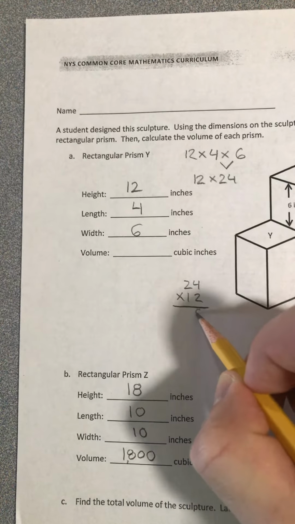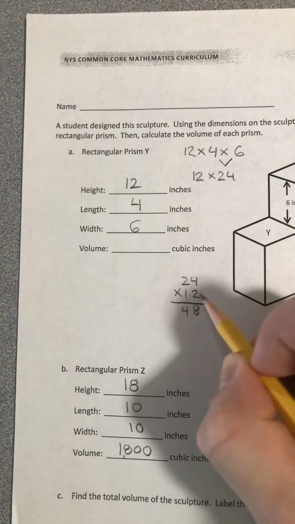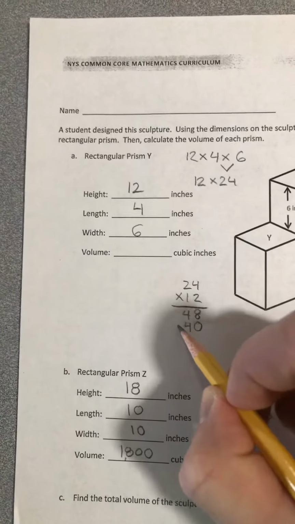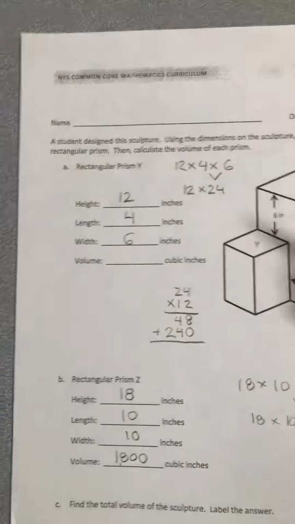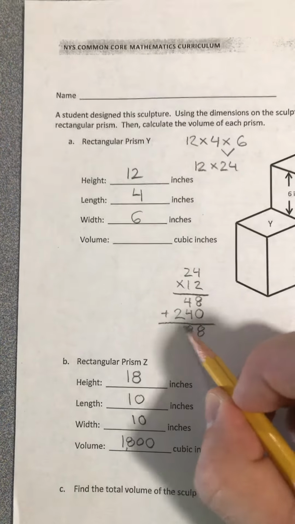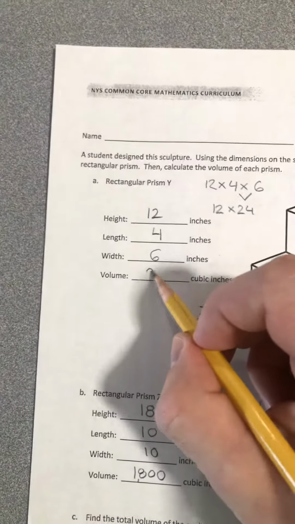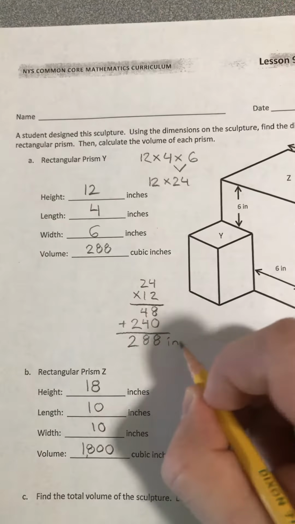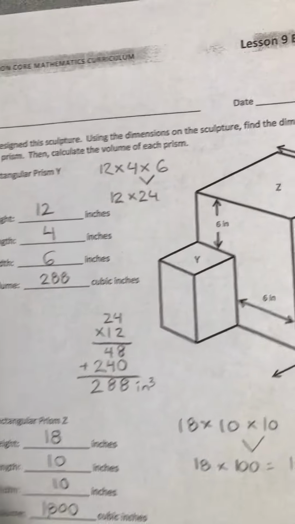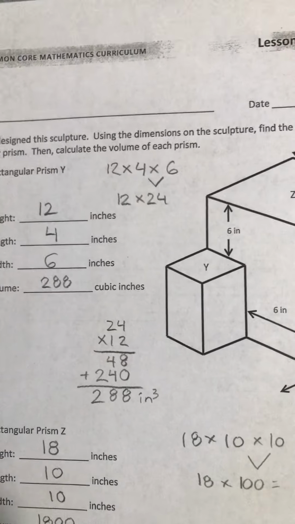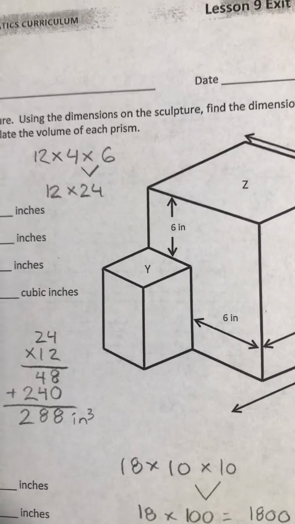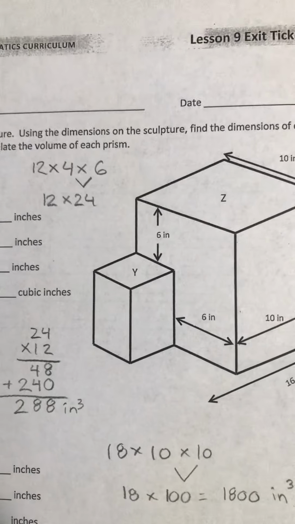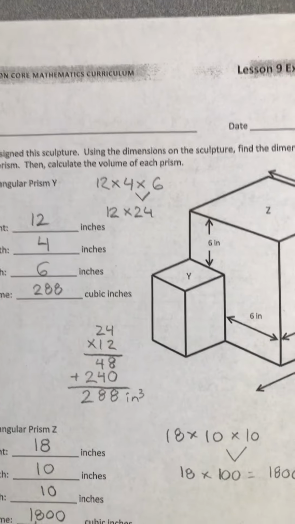4 times 2 is 8. 2 times 2 is 4. Now we need to drop the egg. 1 times 4 is 4. 1 times 2 is 2. Add them up. 8, 8, and 2. Your volume for rectangular prism Y is 288 inches cubed. So we would have 288 cubes inside that prism, each having a length of 1 inch, a width of 1 inch, and a height of 1 inch.